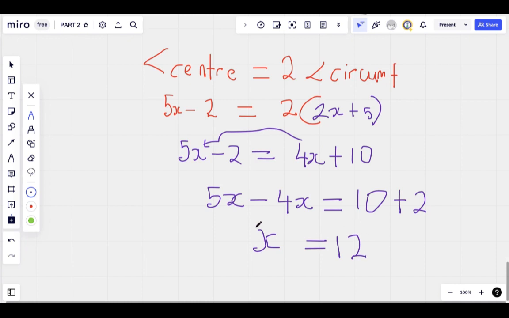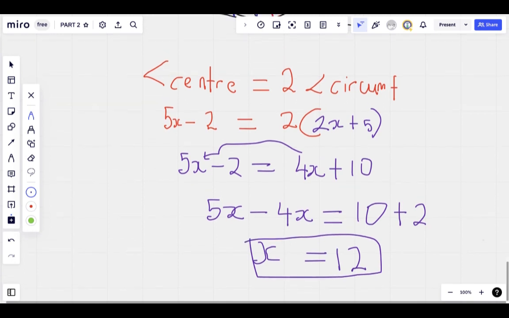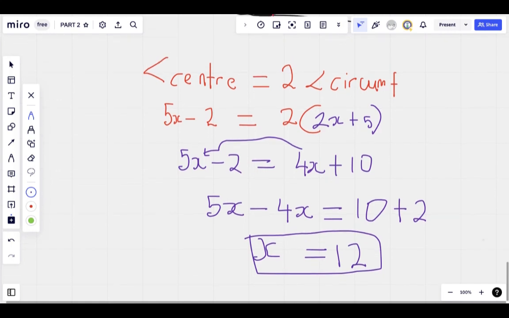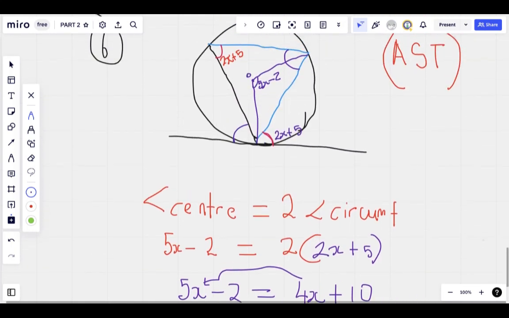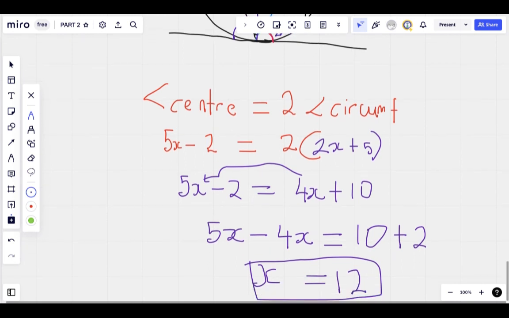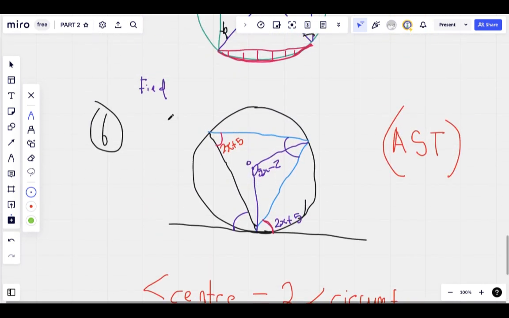Now once you found x equal to 12, they might ask you to tell what is the angle in each case. They might stop at finding x only, but they might also want you to tell the angles. It becomes easy. To find the angle at the circumference will be 2 times 12, 24. 24 plus 5 becomes 29.